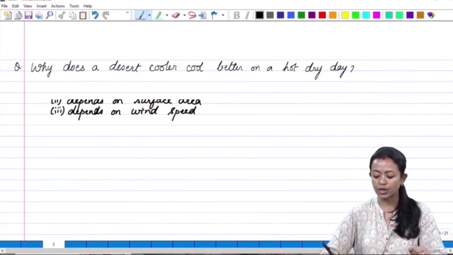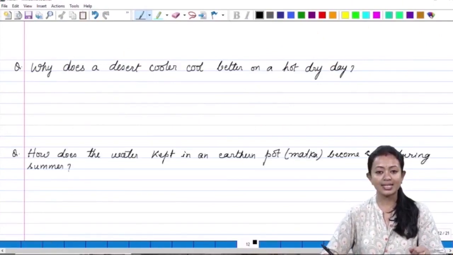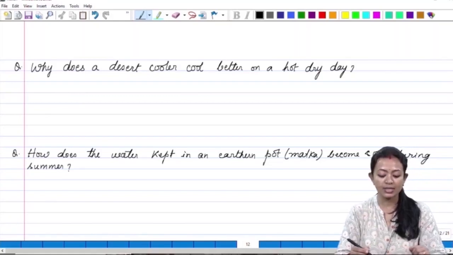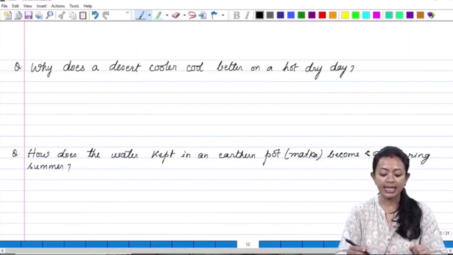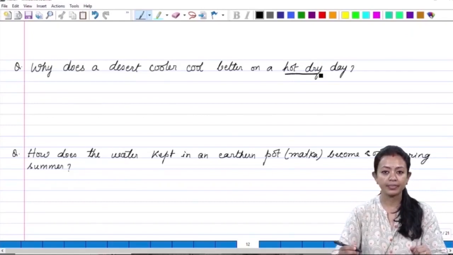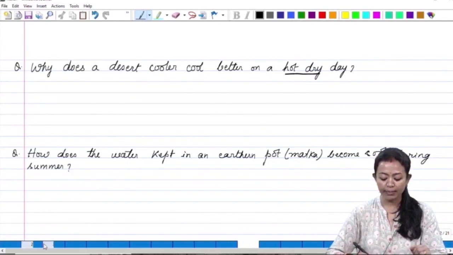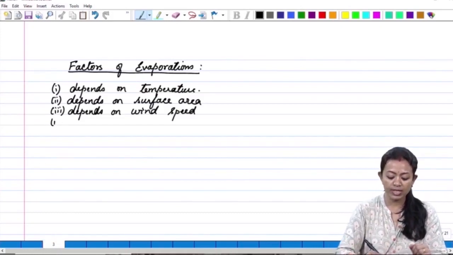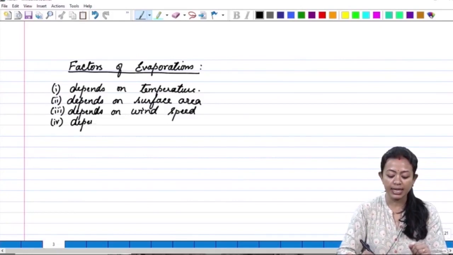Now let us carry forward all of these into understanding and applying them for solving certain questions. For example, the first question: why does a desert cooler cool better on a hot, dry day? You need to understand that there are two things in this matter. One is, it is a hot, dry day. That means the level of humidity is very, very less, because it is also an important factor in deciding the rate of evaporation. So we can also say that the fourth concept is that it depends on the humidity level.